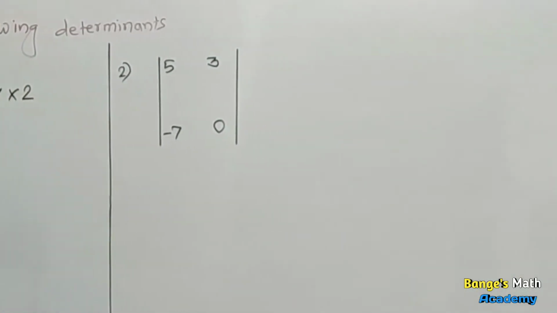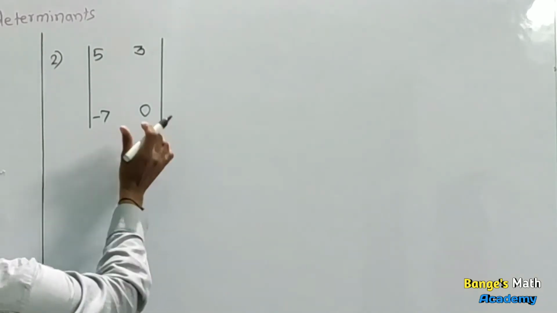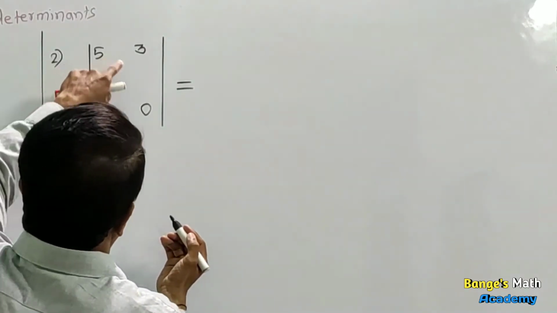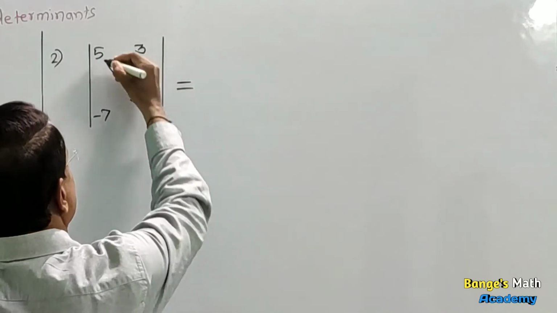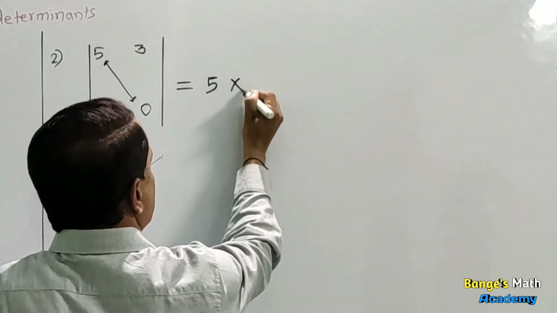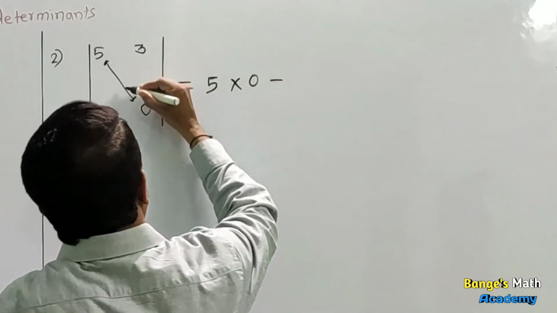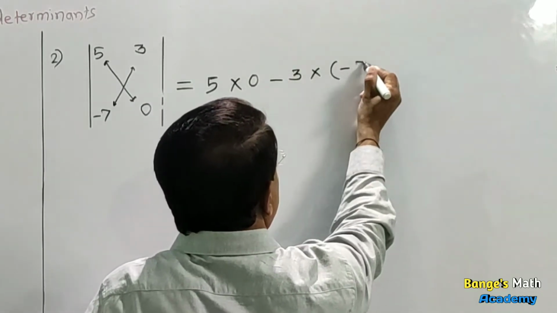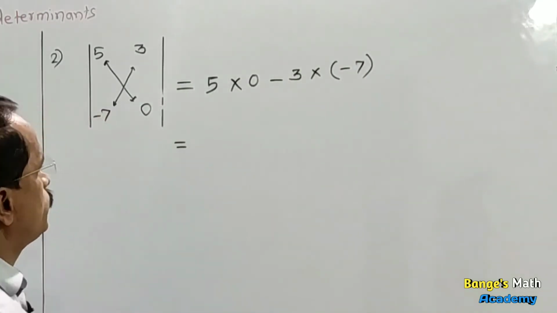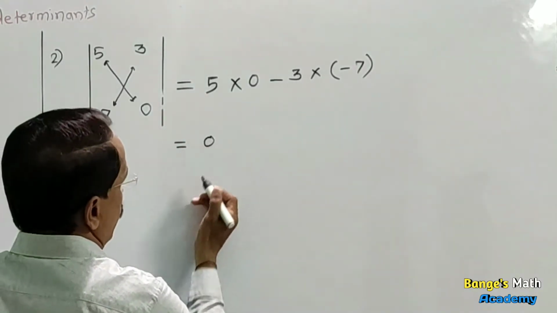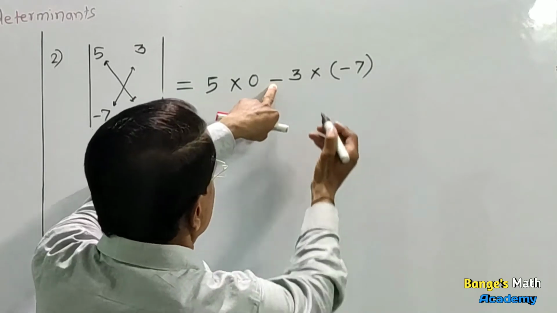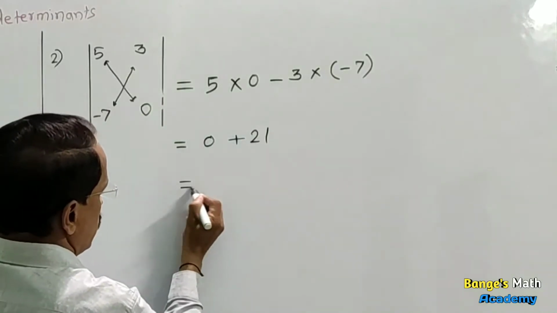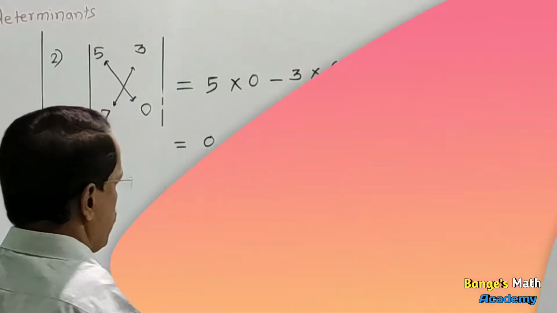Then see the next example. We have to find the value of this determinant. Take the product of 5 into 0, minus 3 into minus 7. That is 5 into 0, 0, minus 3 into minus 7, plus 21, is equal to 0 plus 21, which is 21.